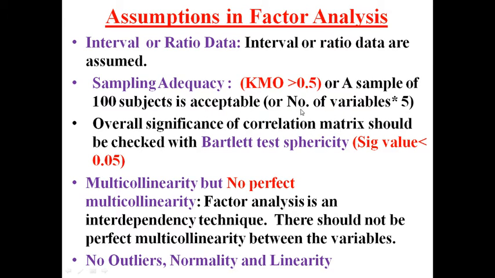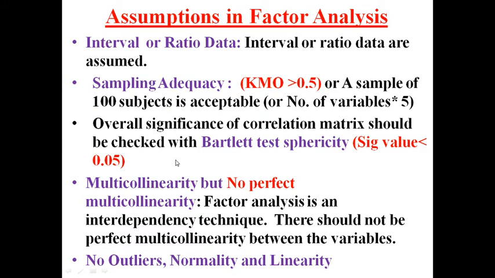Or another method is the number of variables. If we are taking, like, 20 variables, then 20 into 5, so at least the sample size should be 100. But in the case of factor analysis, we use this KMO value for sampling adequacy. It should be greater than 0.5.